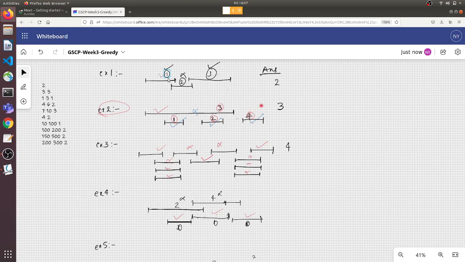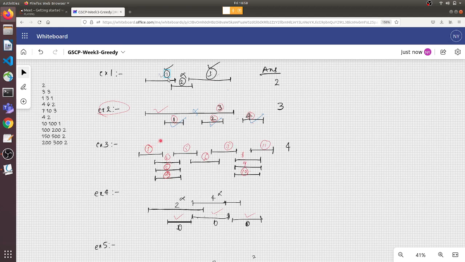Now for this one, according to their departure times, we need to just sort them according to their departure times. So this is 1, this is 2, 3, 4, they are the same, 5, 6, 7, 8, 9, 10, 11. Okay, this is the order. Then we first pick the first one.